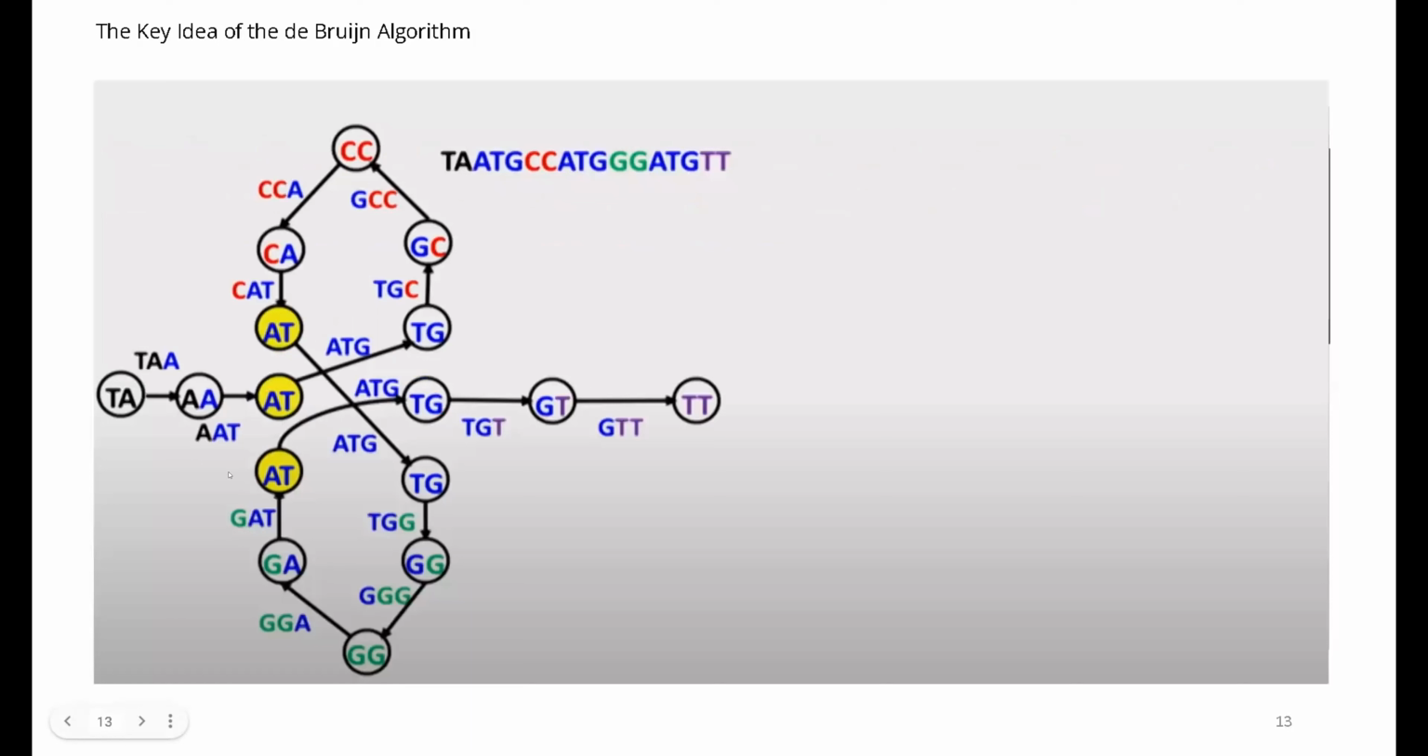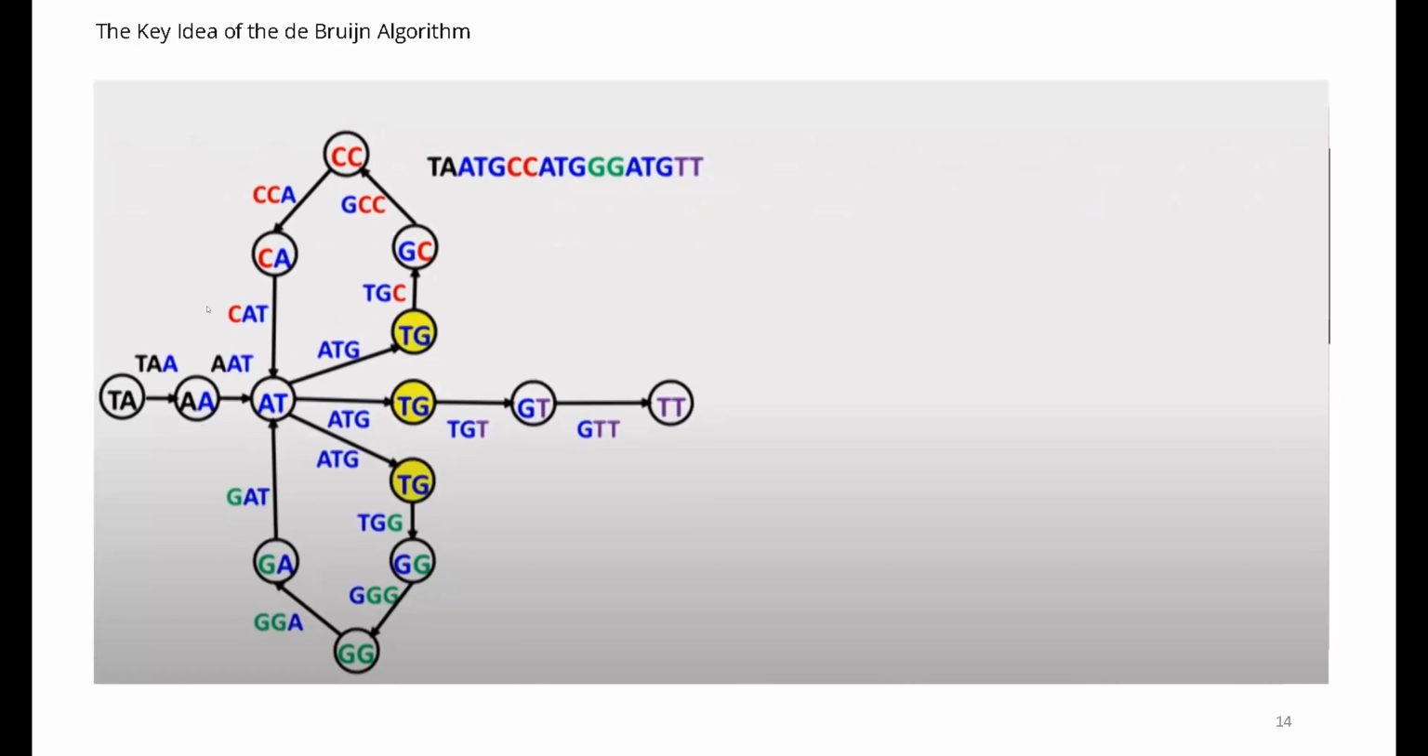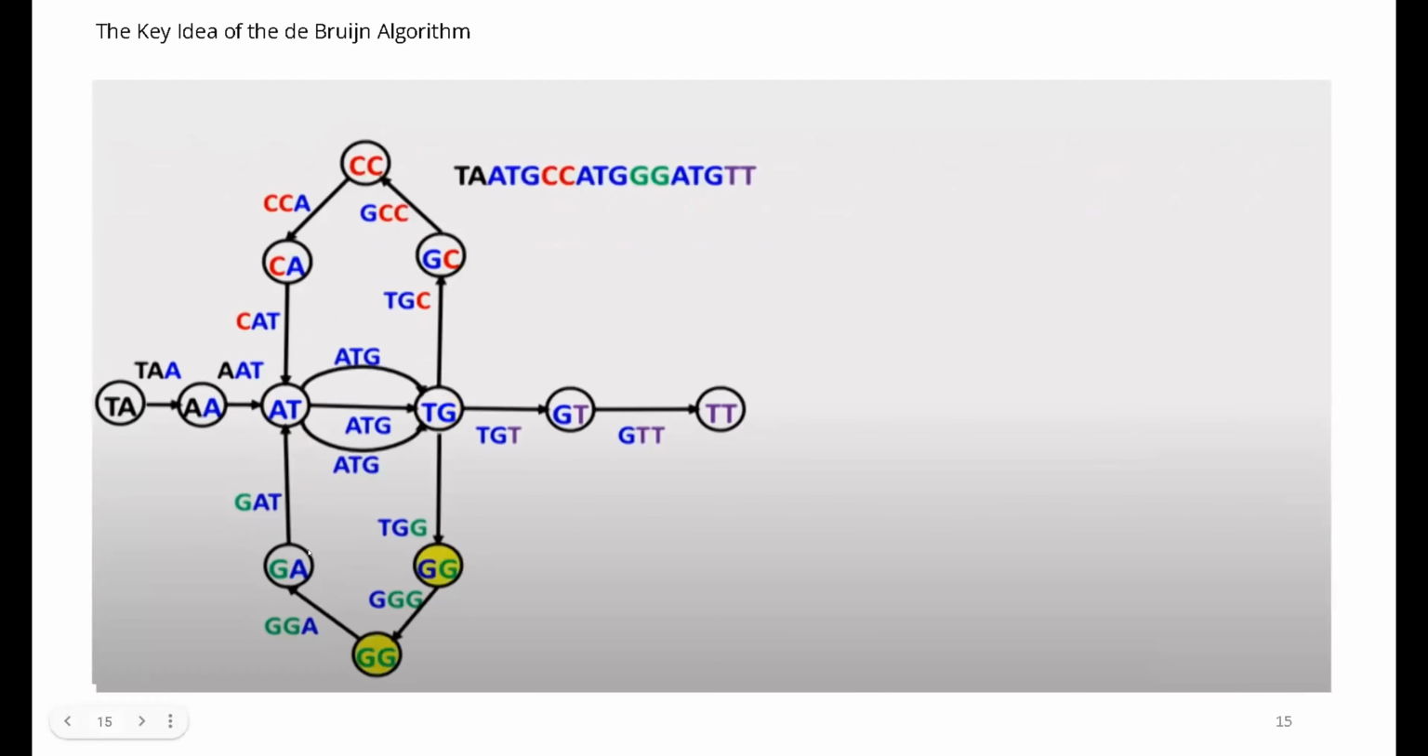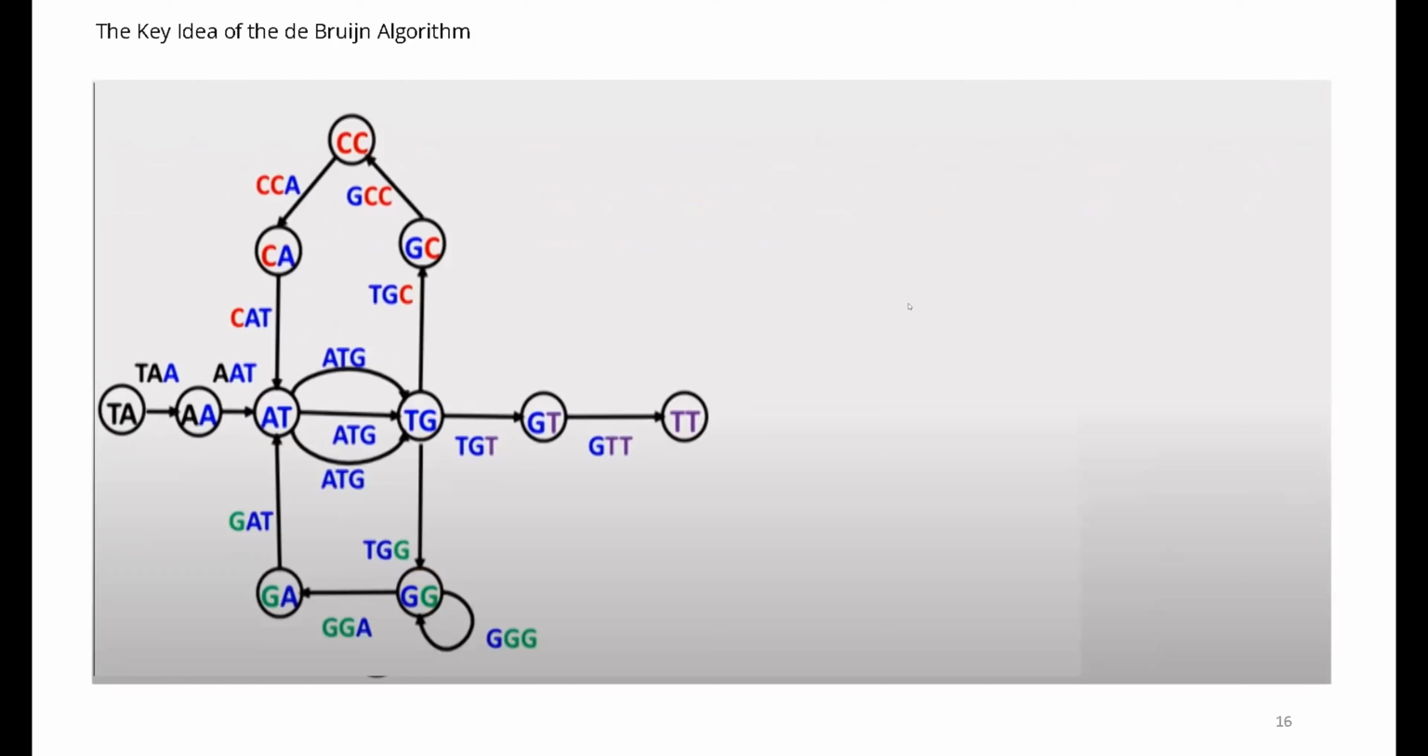Here's the circle one. Glue them together, traverse through, find other nodes, conjugate them together and glue them. And apparently we get such a graph from which we actually can reconstruct the initial genome.